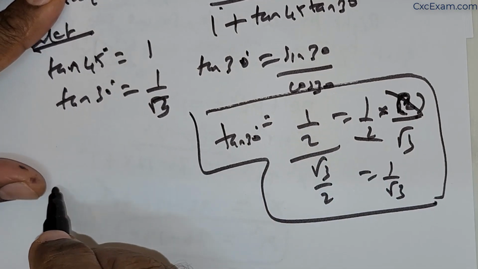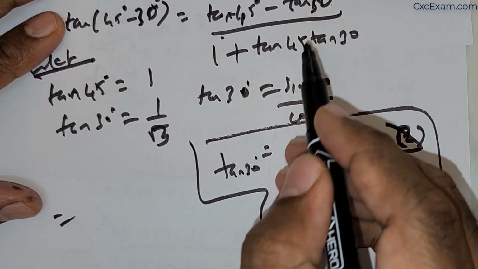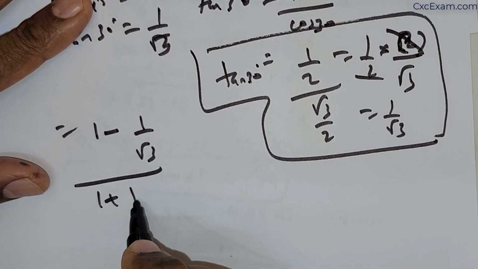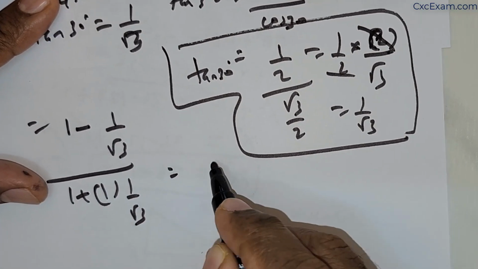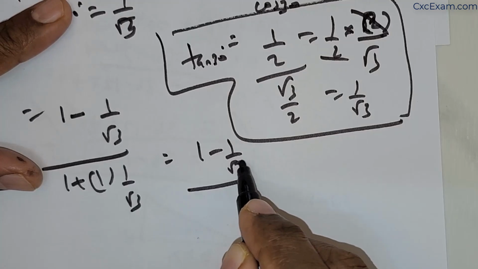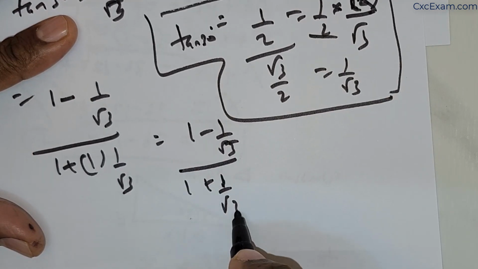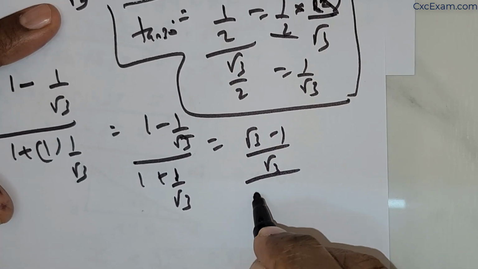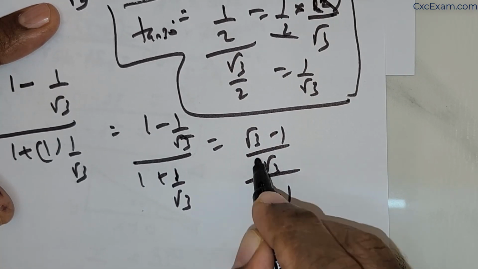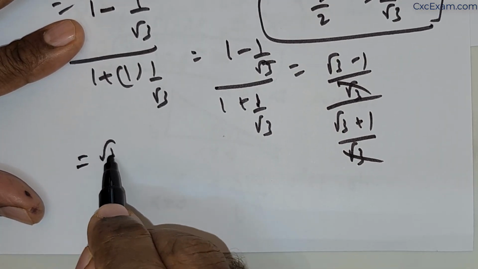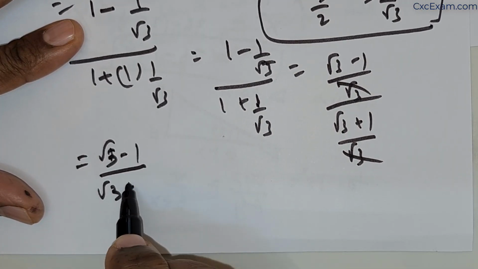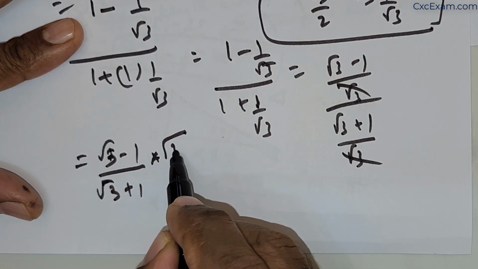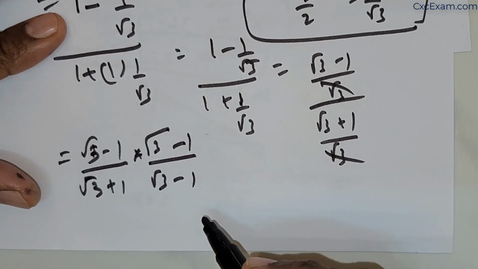So having got that, let me substitute the values here. So this is 1 minus 1 over root 3 divided by 1 plus 1 into 1 over root 3. This is going to give me 1 minus 1 over root 3 divided by 1 plus 1 over root 3. You take the LCM, you get root 3 minus 1 divided by root 3, and this is root 3 plus 1 divided by root 3. Root 3 gets cancelled, giving you root 3 minus 1 divided by root 3 plus 1. I don't want to have a square root in the denominator. I multiply by root 3 minus 1, and I divide by root 3 minus 1.